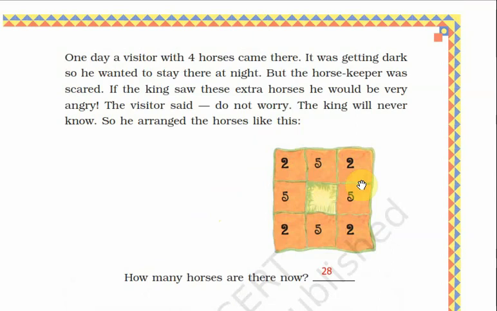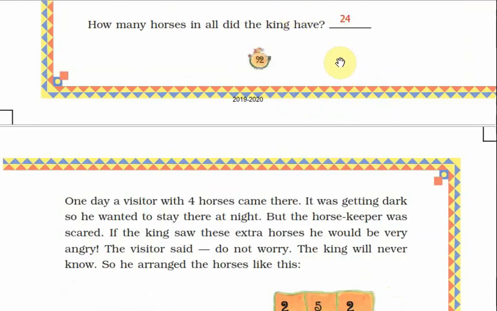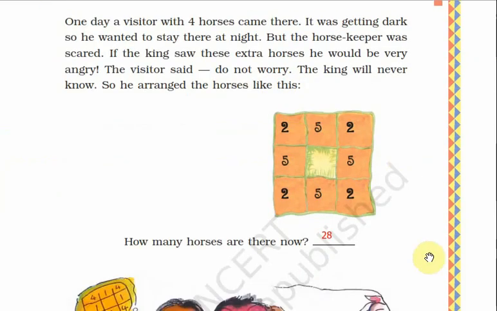Now we have to count how many horses are there now. Earlier there were 24 horses. Now 4 more horses came. So how many horses will be there? There will be 28. Let us count this to confirm it. From here to here, how many horses are there? 2 plus 5 is 7. 7 plus 2 is 9 horses.